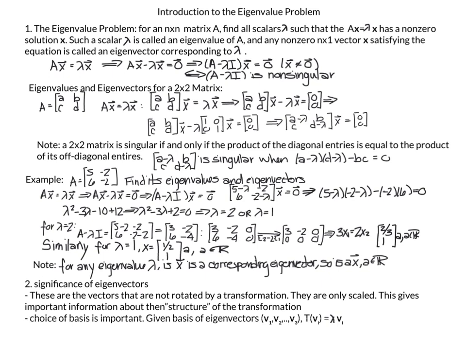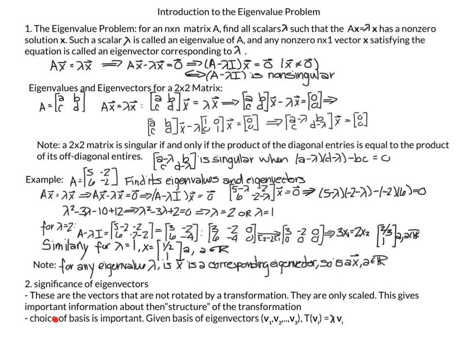If you look at this, what this equation is saying is that your transformation A only scales your vector x. There's no rotation. So these are the vectors that are not rotated by the transformation. They are only scaled. Those are the eigenvectors. And the eigenvalue is how much they are scaled by. So these vectors give you important information about the structure of the transformation.